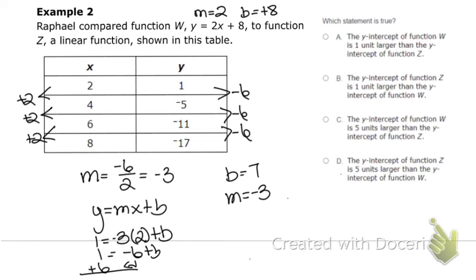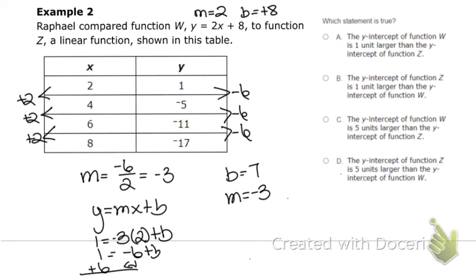Okay, so let's compare our answer choices. First answer choice says the y-intercept of the function w is 1 unit larger than the y-intercept of the function z. Okay, so if we look at that, the y-intercept for w was 8. The y-intercept for z was 7. Now, based off that and what they just said, that statement could be true. Okay, but let's compare the rest of them.